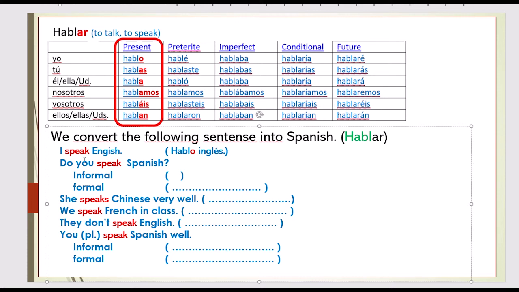So here, the sentence, do you speak Spanish, can be converted into Spanish in two forms, the informal form and the formal form. In the informal form, you have to put a question mark like this before an interrogative sentence. Do you speak English? You change it: ¿hablas tú inglés?